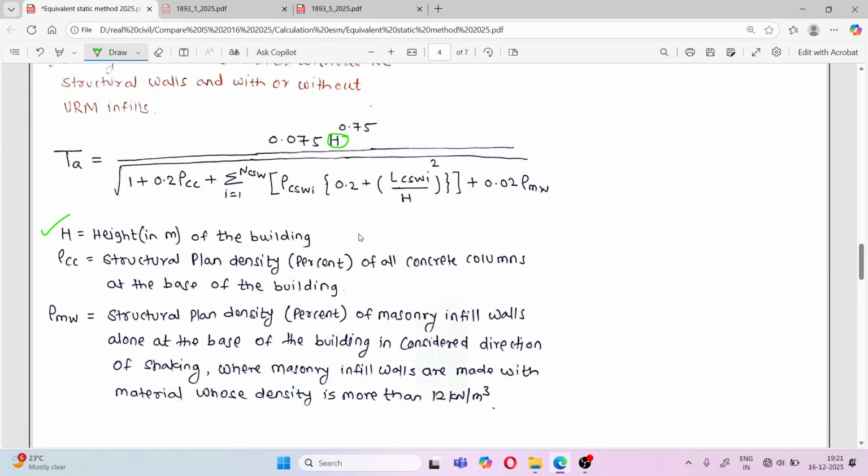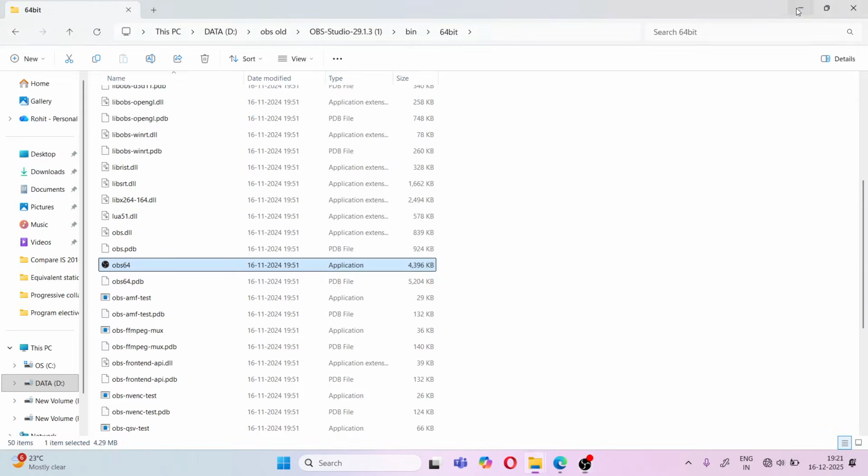So the height of the building in our problem is 24.5 meter. Next is this value, structural plan density in percent of all concrete columns at the base of the building. So I'll just show you the plan.